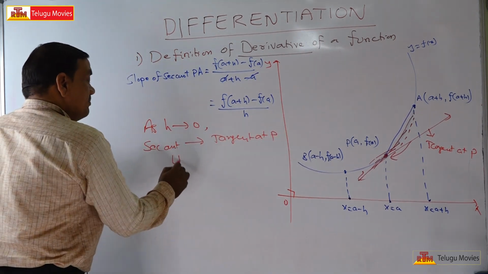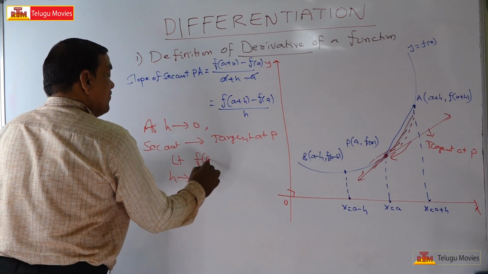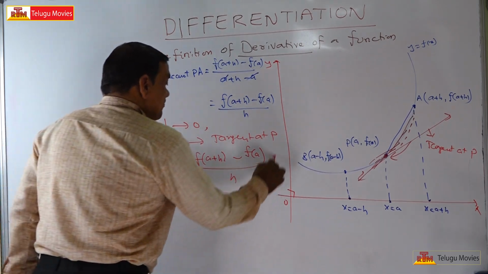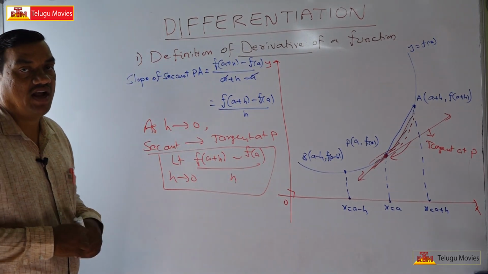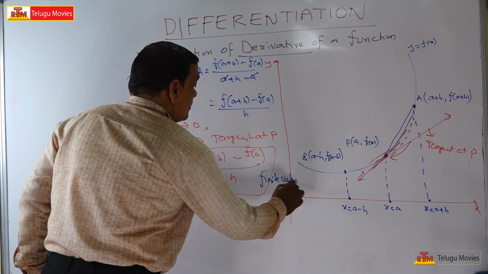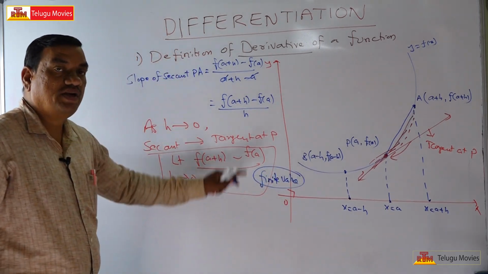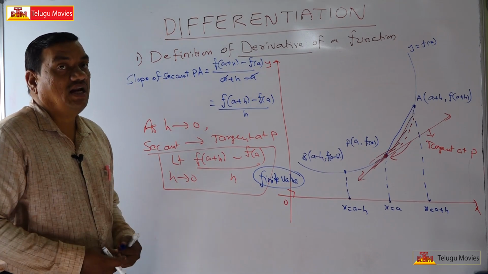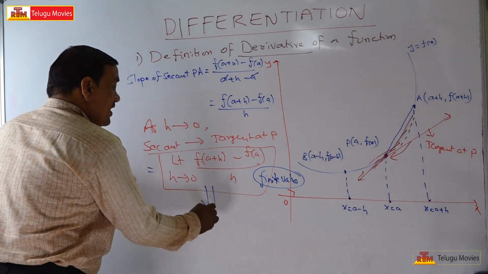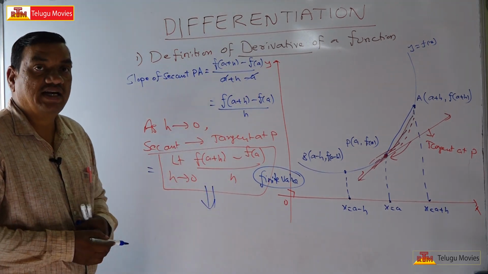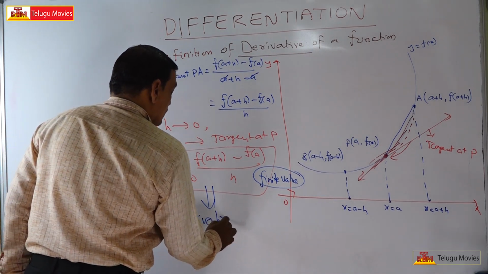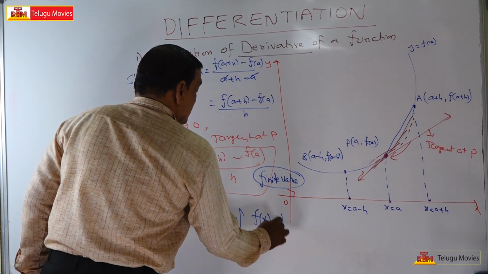That means limit h tends to 0, f of a plus h minus f of a by h. You will get some value here. Definitely it should be a finite value, not an infinite value. Understand? This should be a finite, defined value. Whatever value you get here, that is called the derivative of the function f of x at x is equal to a.